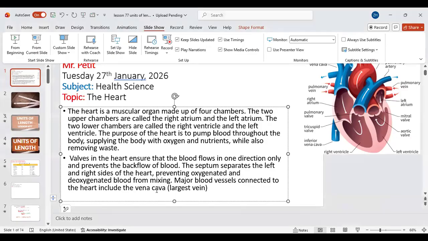So the major blood vessels connected to the heart include the vena cava, which is the largest vein. What else? The aorta. What is the aorta? The largest artery. Very good.